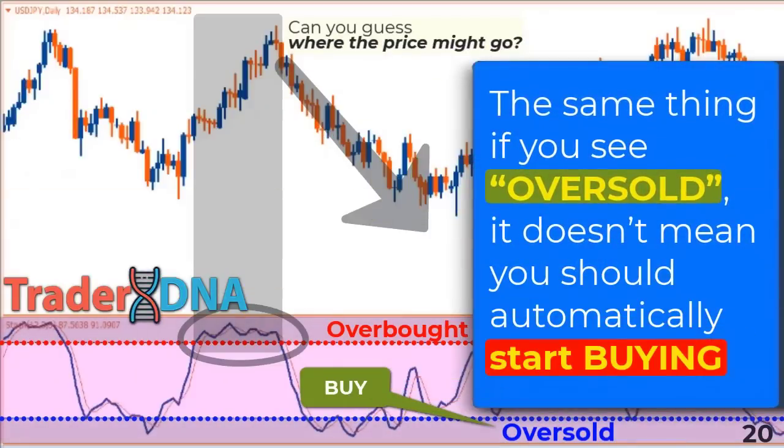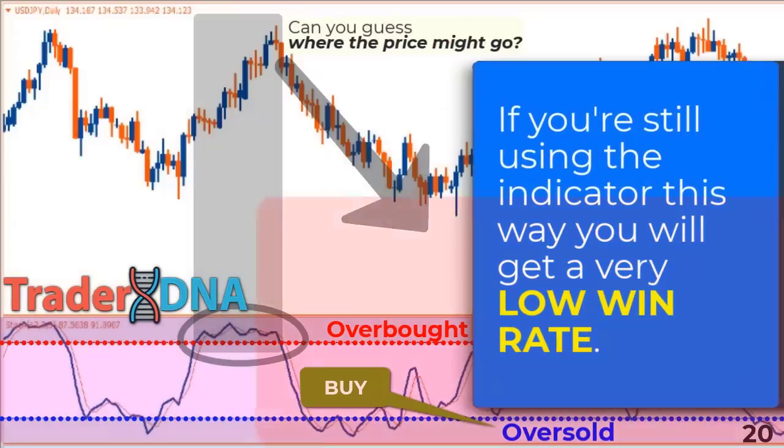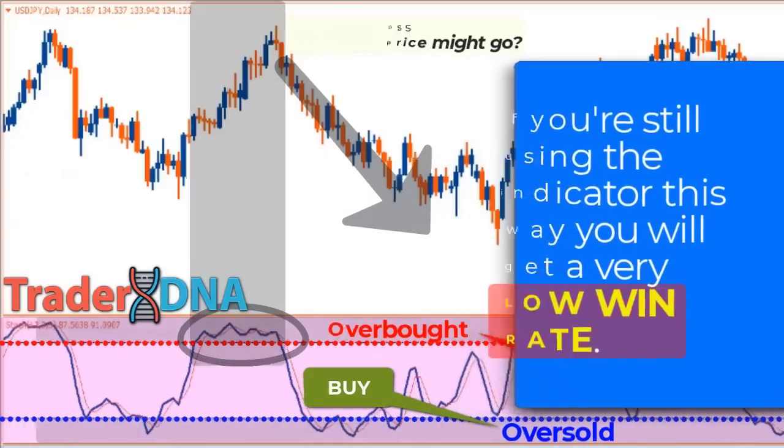One of the most common mistakes that traders make when using this indicator is that they're trading the stochastic by itself, so they take a buy position every time the indicator hits oversold, and they take a sell position every time the indicator hits overbought. If you're still using the indicator this way, you will get a very low win rate. Instead, you need to combine the stochastic with other indicators to further confirm your analysis. So let's move on to the second technical indicator for our strategy.